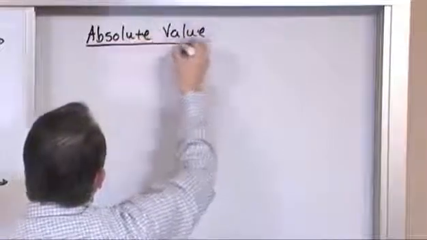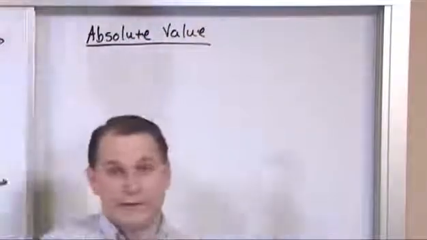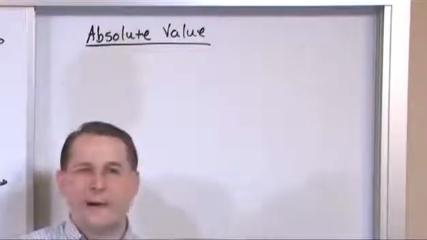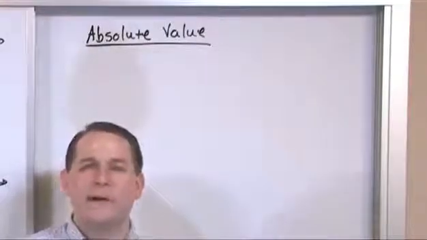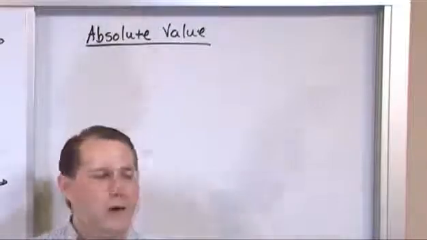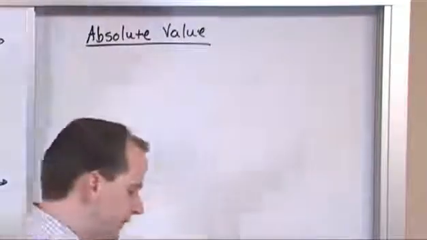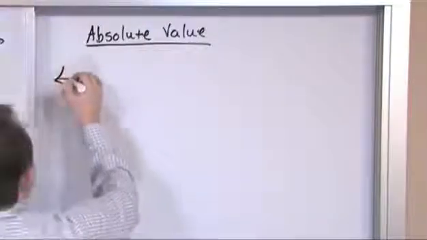Absolute value is one of those things that's pretty easy, but has a big name, so a lot of people get worried about it. Basically, the absolute value of a number is just telling you how far away that number is from 0. How many units of distance is that number away from 0? So the easiest way to do it is just to draw a number line and take a few examples.